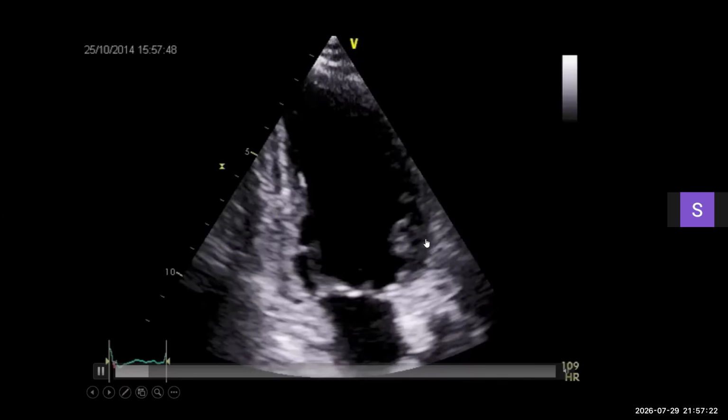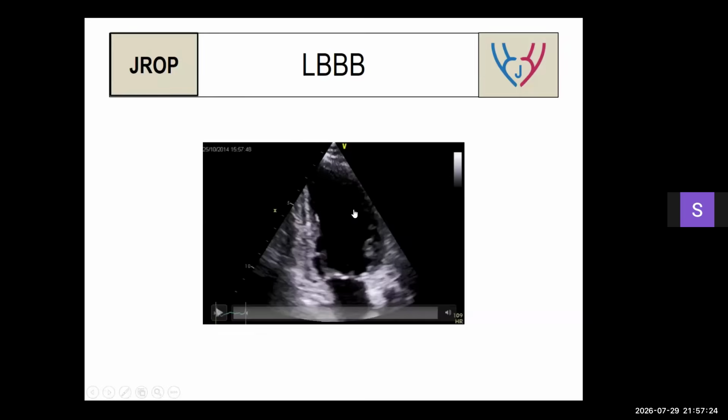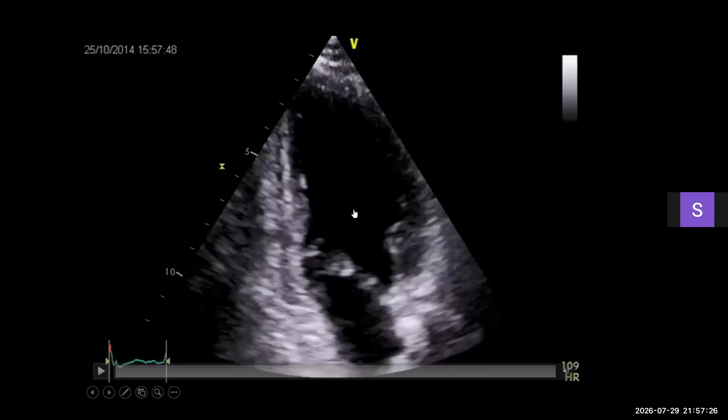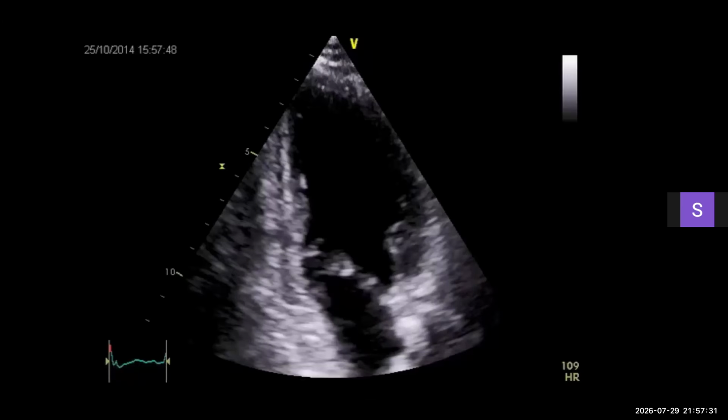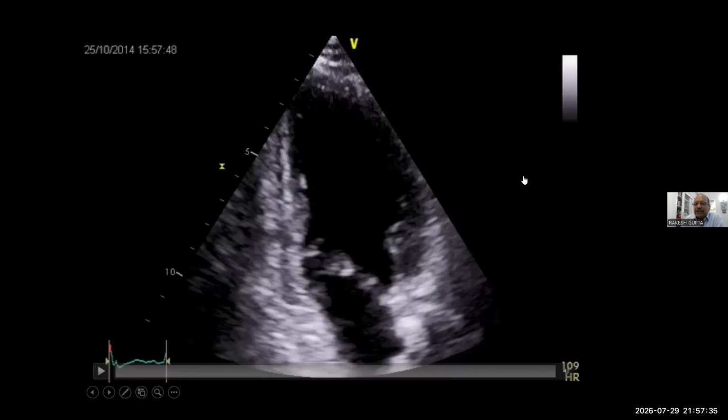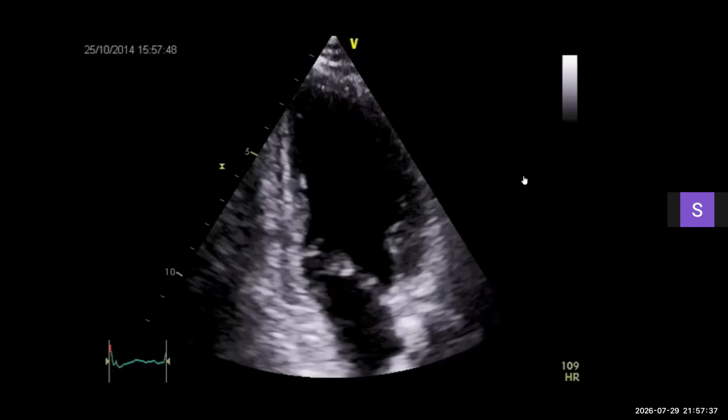Actually, I don't have a 2D machine right now. But my answer would be, strictly no, because we have to do a two-dimensional assessment of wall thickening in the myocardium. Okay, thank you, sir.